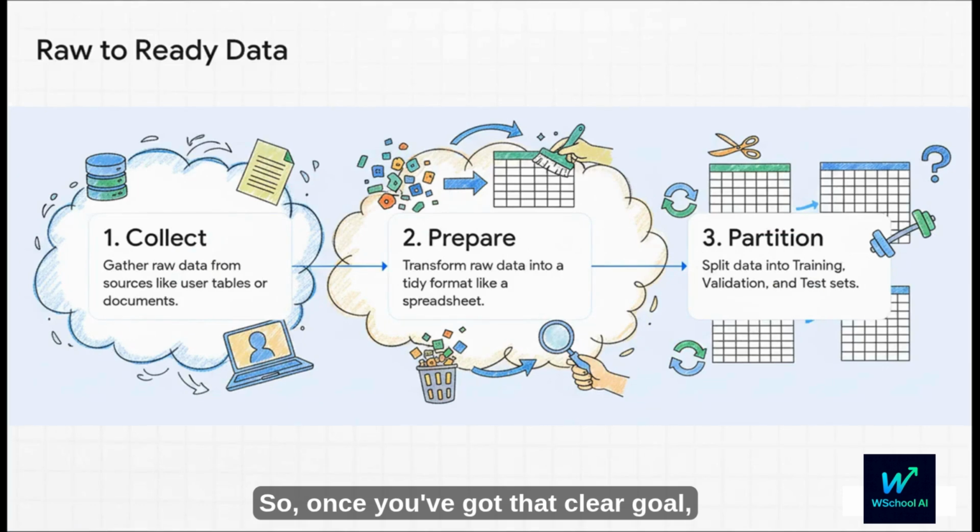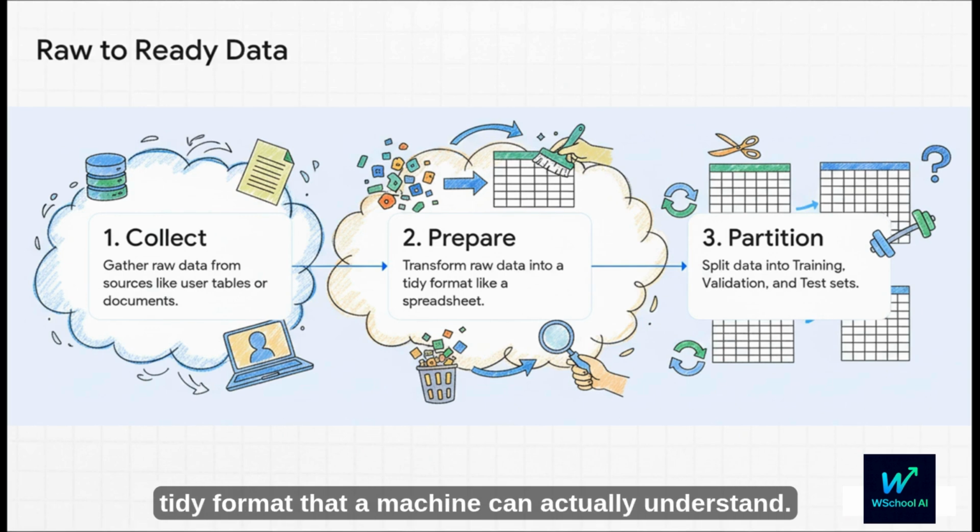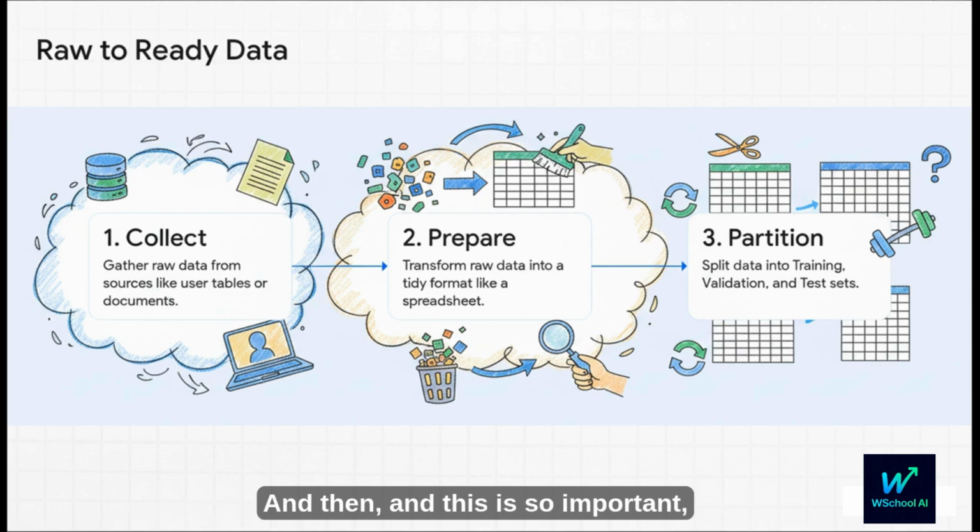So, once you've got that clear goal, you need fuel for the engine, and that's data. But here's the thing, raw data is almost always a mess. So this whole stage is about collecting it, cleaning it up, and organizing it into a nice, tidy format that a machine can actually understand. And then, and this is so important, you split that precious data into 3 different buckets. One to train the model, one to validate it as it learns, and a final untouched set to test how well it performs on information it has never, ever seen before.